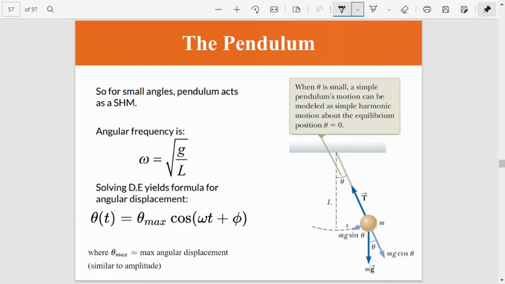And the formula then looks a lot like the one we've seen for the mass spring system, but instead of a max amplitude, we now have a max angular displacement. And we have a term again for angular frequency that's measured a bit differently. And we still have a phase shift to account for the starting conditions of the pendulum.